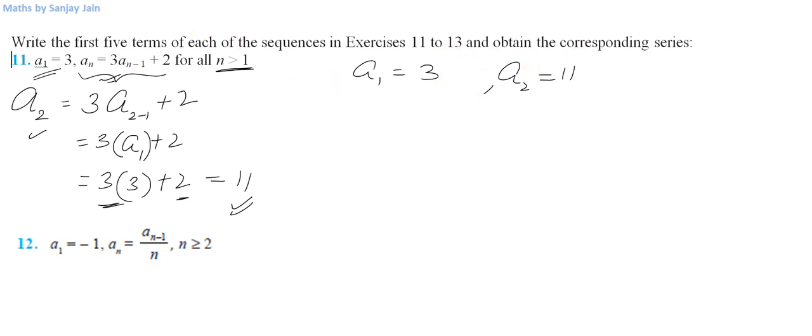Alright, now we will again apply the formula and find the next term. So let us do it here. A3 is equal to thrice of A3 minus 1 plus 2.